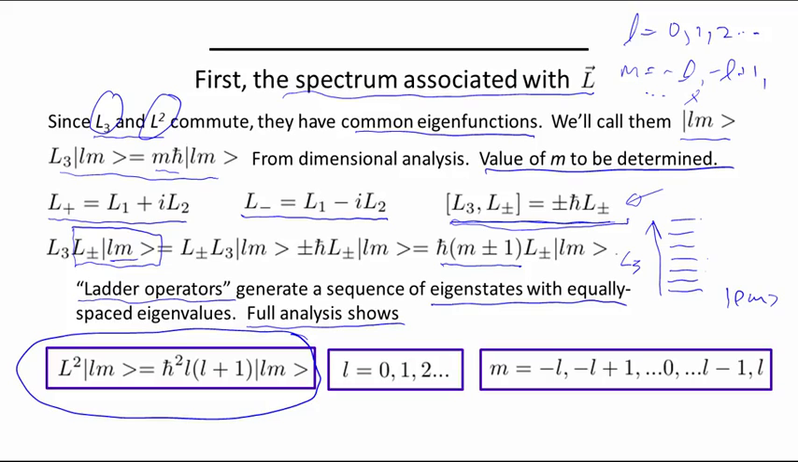Well, the full analysis requires that this sequence terminate at some point, because if L squared has a fixed value, that means there's a maximum value of the eigenvalue for any one of its components. That analysis yields the following result: the spectrum of the angular momentum operator L squared has eigenvalues of the form l times (l plus 1), where l is any non-negative integer, so 0, 2, 6, etc.